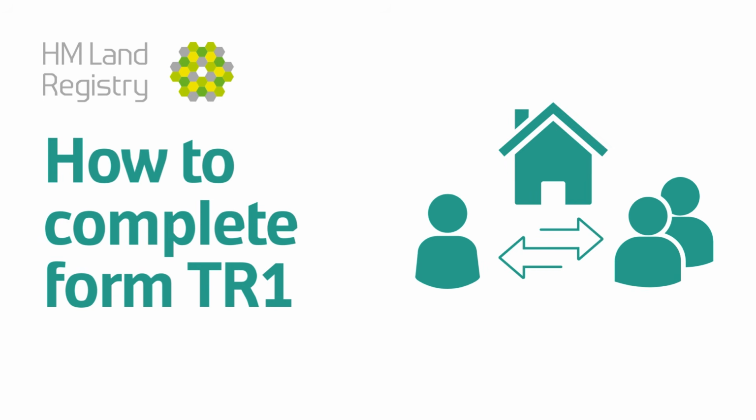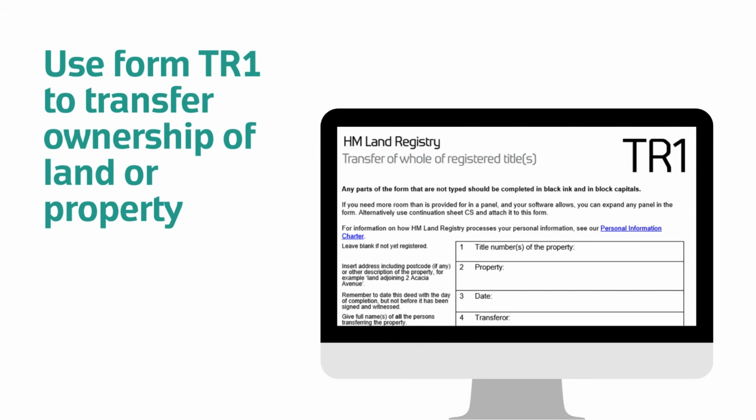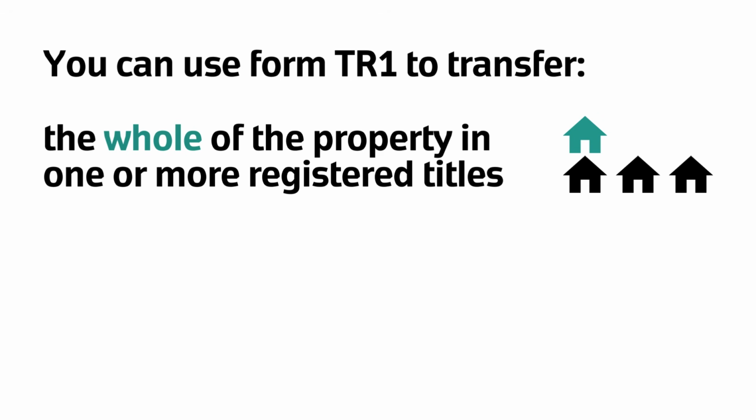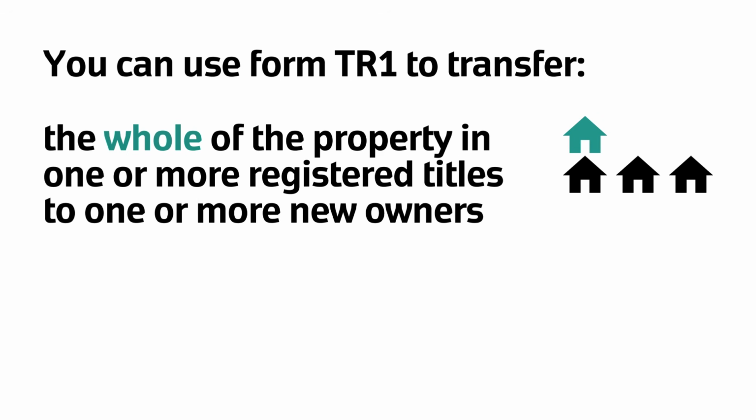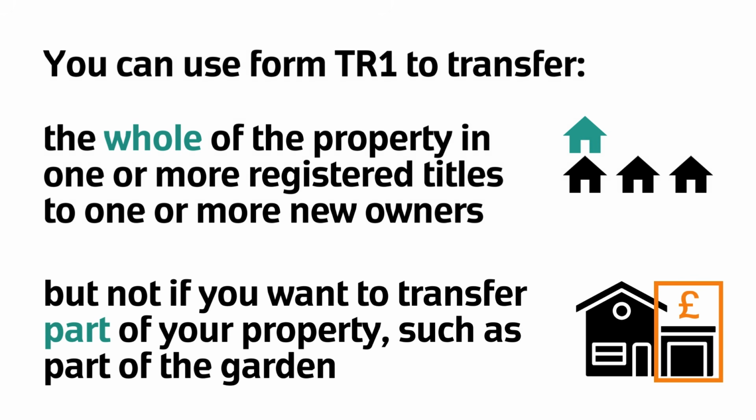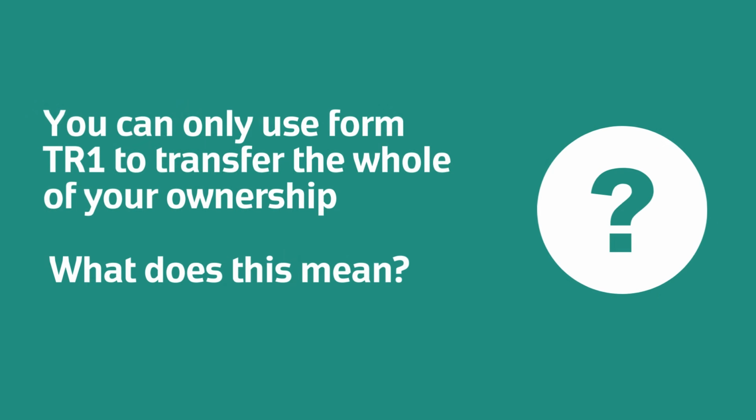Welcome to our simple guide to completing Form TR1. You can use Form TR1 to transfer the whole of the property in one or more registered titles to one or more new owners, but not if you want to transfer part of your land or property, such as part of the garden. You can only use Form TR1 to transfer the whole of your ownership. What does this mean? Let's look at an example.